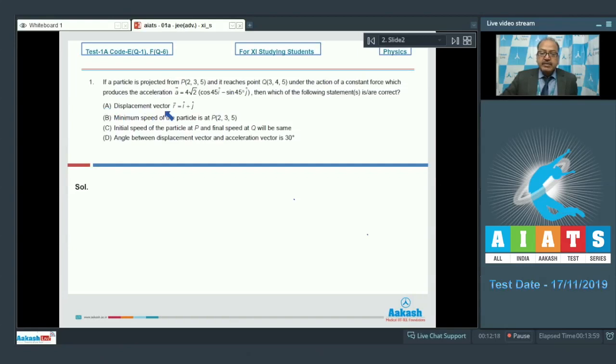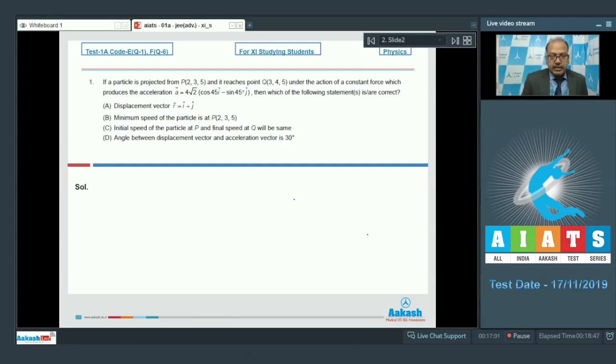Option A says displacement vector R is equal to î + ĵ. B says minimum speed of the particle is at P (2, 3, 5). C says initial speed of the particle at P and final speed at Q will be same. Option D says angle between displacement vector and acceleration vector is 30 degrees.